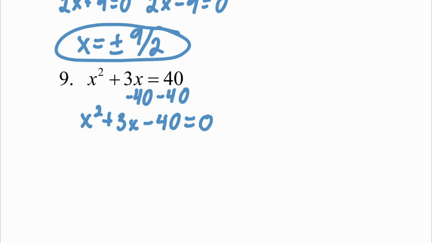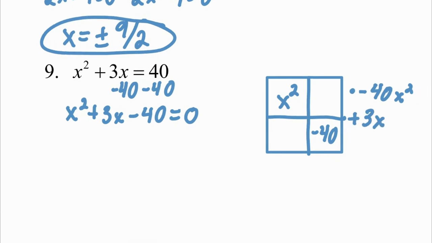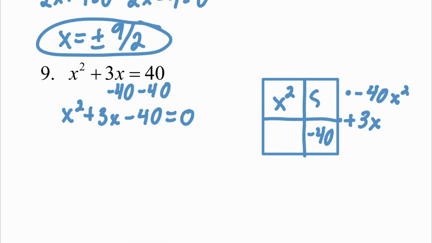And then we do the box. Highest degree in the upper left, lowest degree in the bottom right, and multiply them together. So we want something that multiplies to a negative 40x squared, but adds to the middle term of 3x. And this is going to be a positive 8x and a negative 5x.